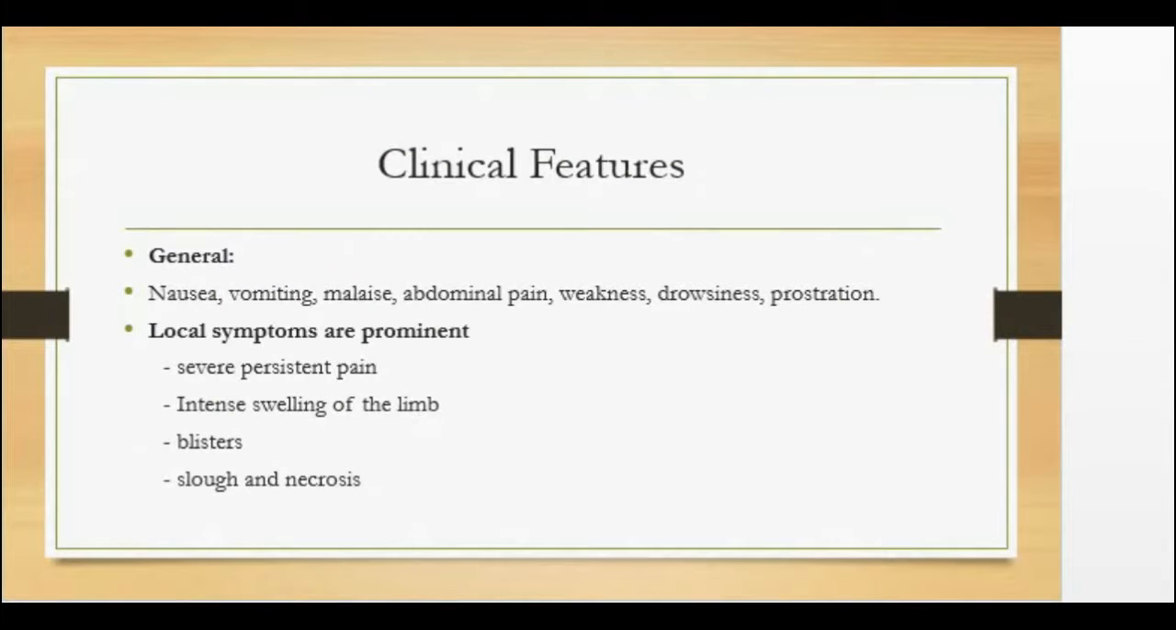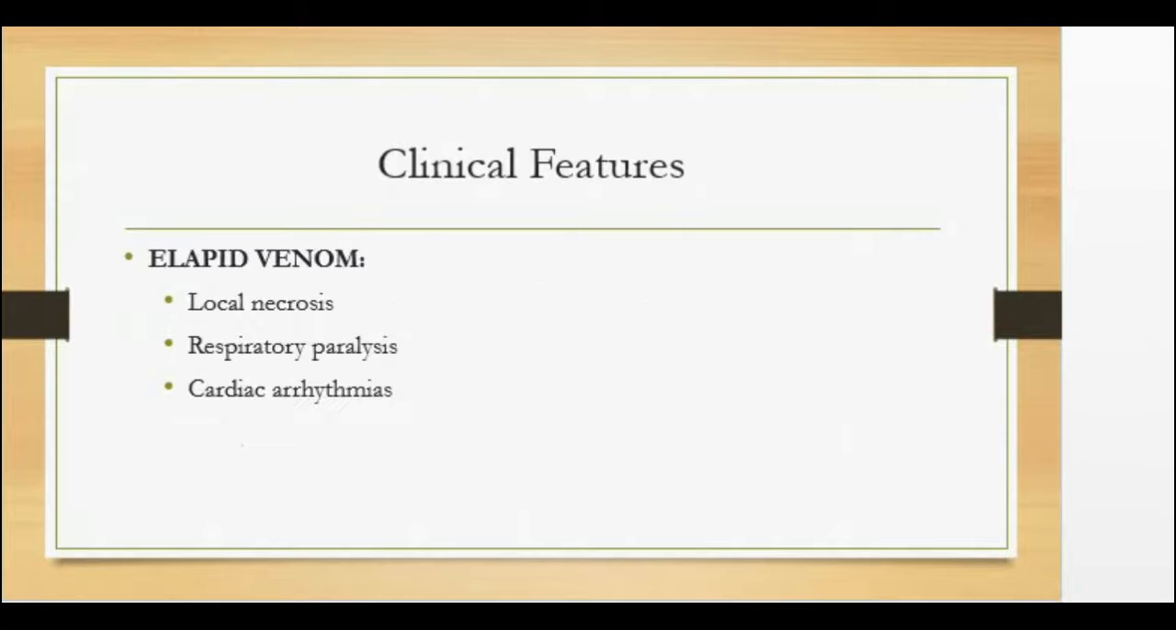Generally, the patient may present with nausea, vomiting, malaise, abdominal pain, weakness, drowsiness, and also perspiration. However, all of these are non-specific. Regarding the local site of the snake bite, it presents with probably severe persistent pain, intense swelling of the limbs, blisters, and also slough and necrosis. This is more specific to certain types of venom.